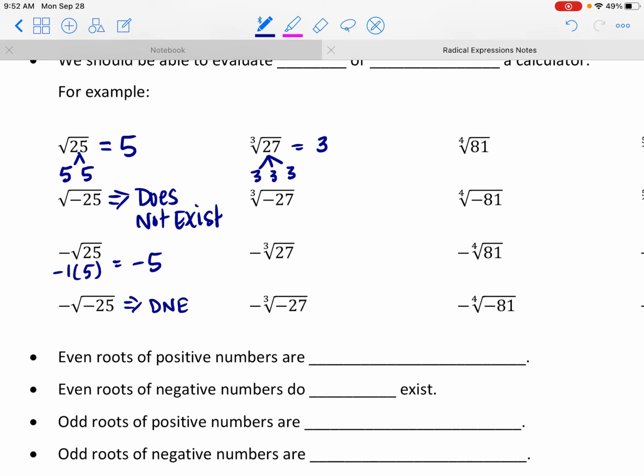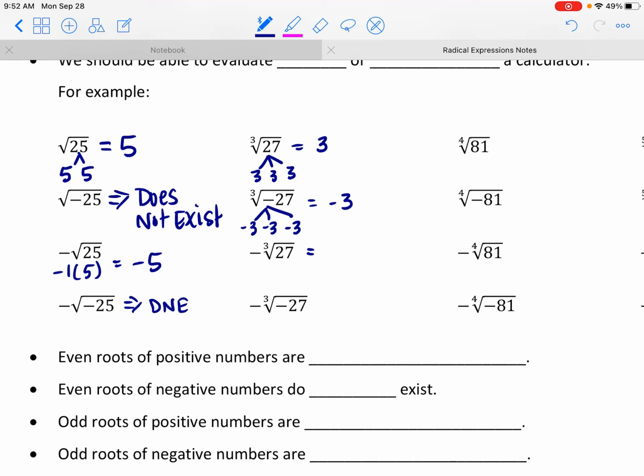Now what about the cube root of negative 27? Do we have the same issue with the negative here that we had with the square root of negative 25? No, because if we multiply a negative 3 and a negative 3, I'd get a positive 9. But if I multiply by another negative 3, then I would get a negative 27. So this is going to be a negative 3.